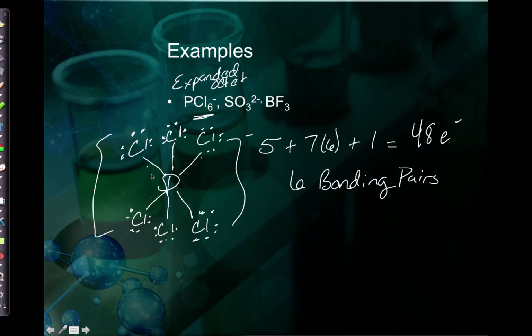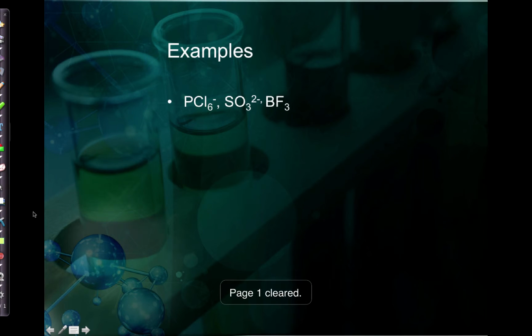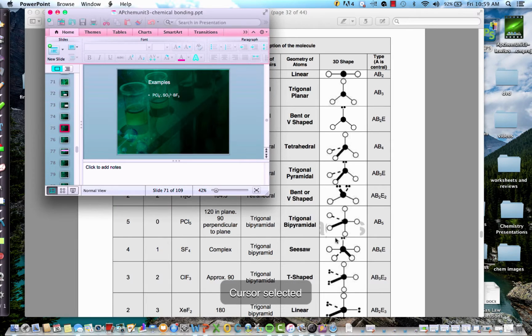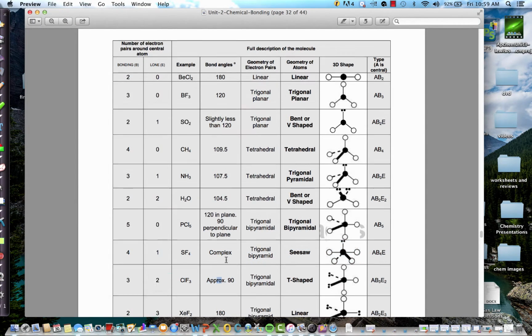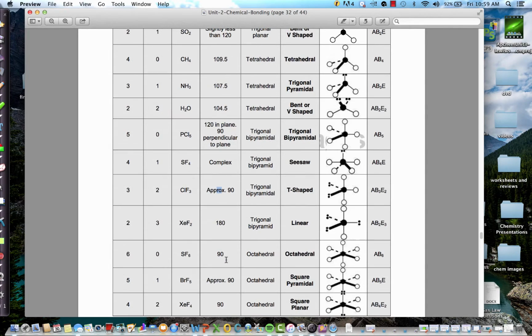And then I have no lone pairs. So this is what I have: 0 lone pairs and 6 bonding pairs. So when I look it up on the chart, 6 bonding pairs, 0 lone pairs, that would be an octahedral shape.